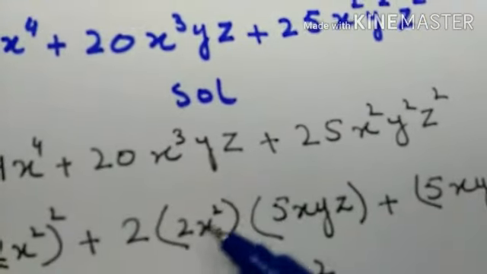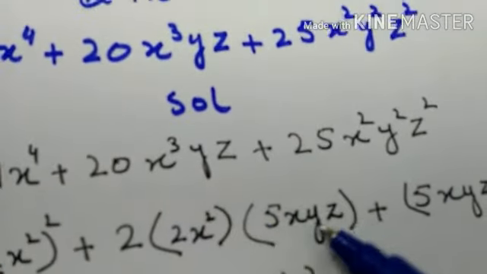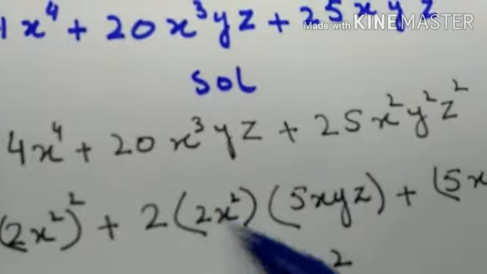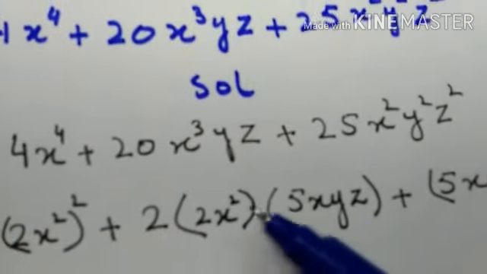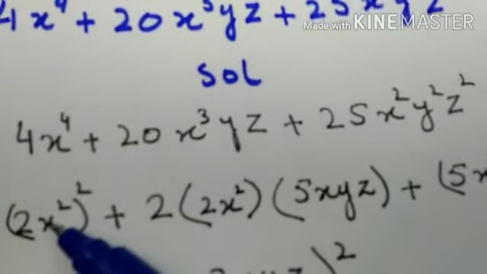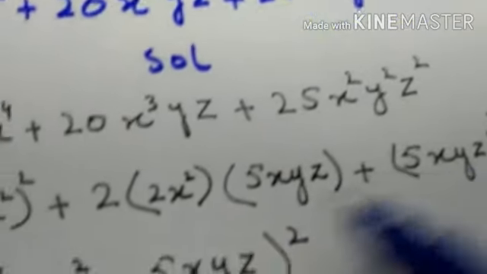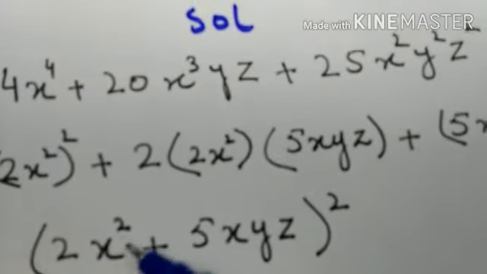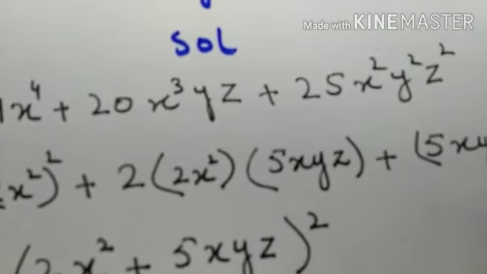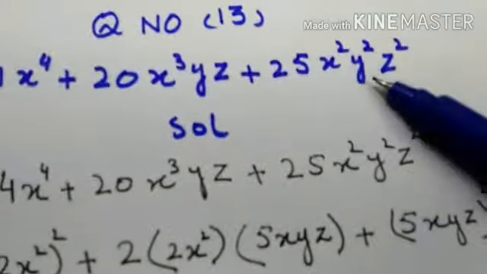This is x square and 1x from here, x cube, yz. That means you have done it correctly. Now compose this formula, a plus b whole square. How? The first term is 2x square and the second term is 5xyz. So 2x square plus 5xyz whole square is the answer for this question.